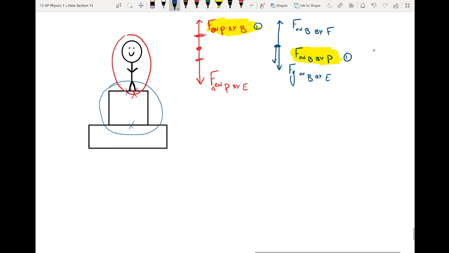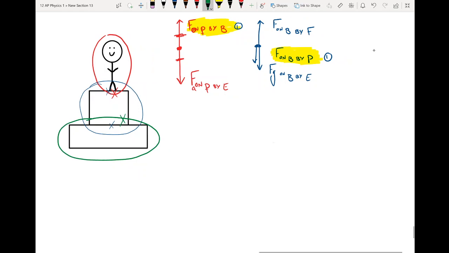Okay, cool. And then the next object that we have is the floor. So if I'm looking at the floor, I can circle the floor and say, okay, we have a contact force right there. Technically, that also has whatever. We won't go any deeper with it. So if I'm looking at the floor, the floor has a gravitational force on it by the Earth.